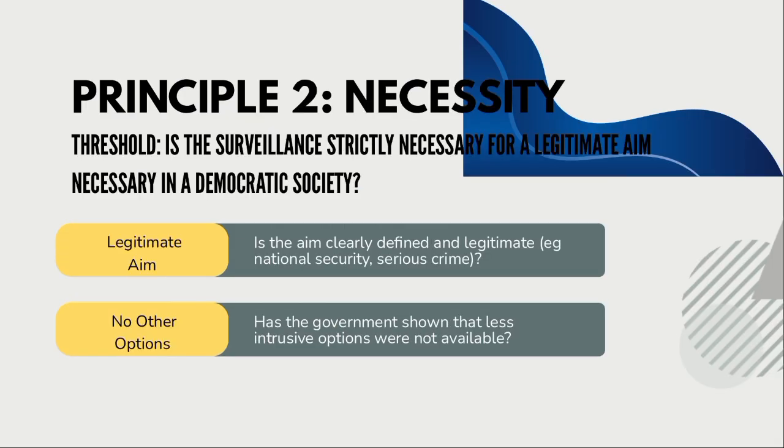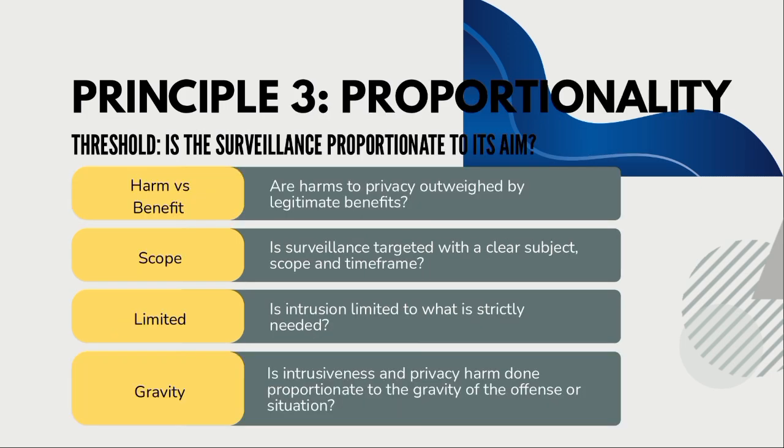The next principle here is the principle of necessity. The threshold here is that is the surveillance strictly necessary for a legitimate aim that is necessary in a democratic society or not? First, we need to ask about the legitimate aim. Is the aim clearly defined and legitimate? Example, national security or a serious crime, and so on. Next, we need to ask about no other options. Has the government shown that less intrusive options were not available? If both these questions fail, then this is the human rights violation. If both pass, we move on to the next principle.